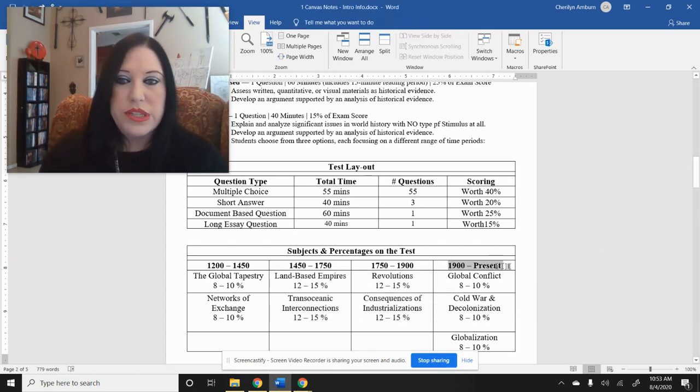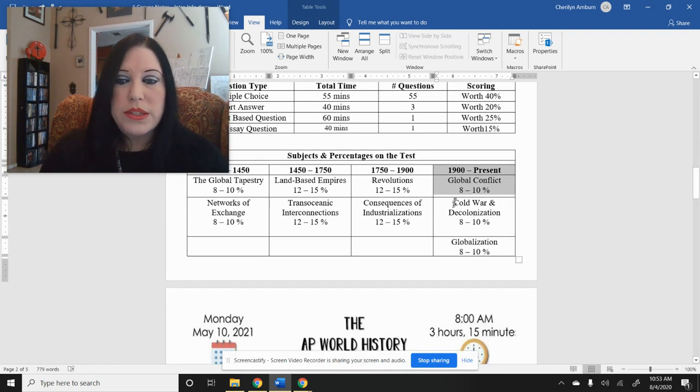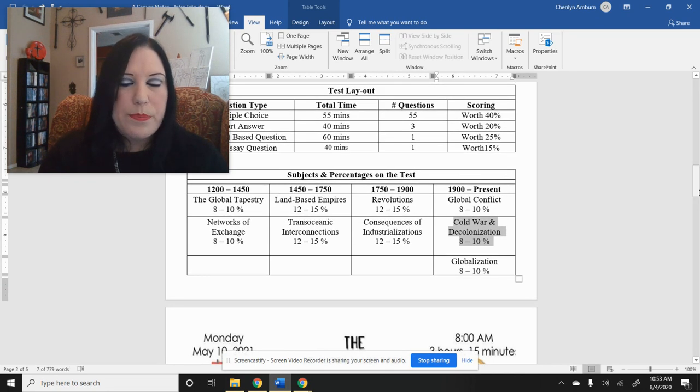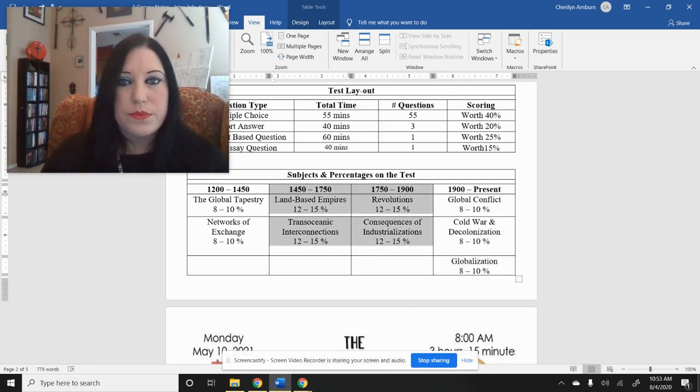Then 1900 to now, you have the global conflicts. That's the world wars mostly. And then down here, you have the Cold War and decolonization, the Cold War, communism and all that. And then here is globalization, the modern world. Again, look, 1900 to present is only going to be 8 to 10% from those sections. So the majority of this class is right here.